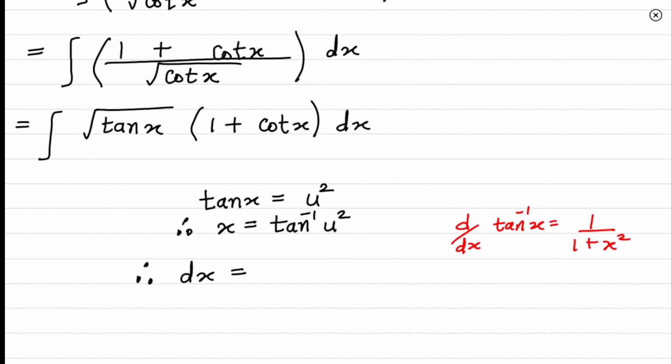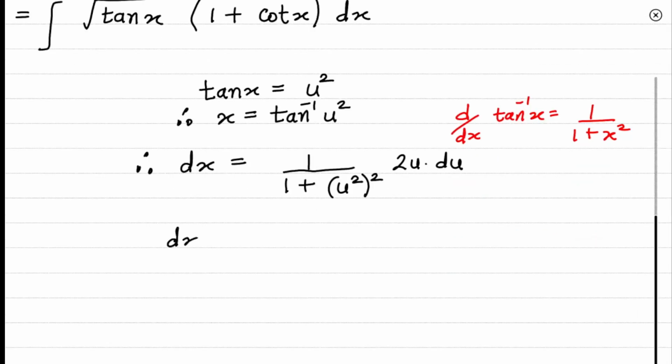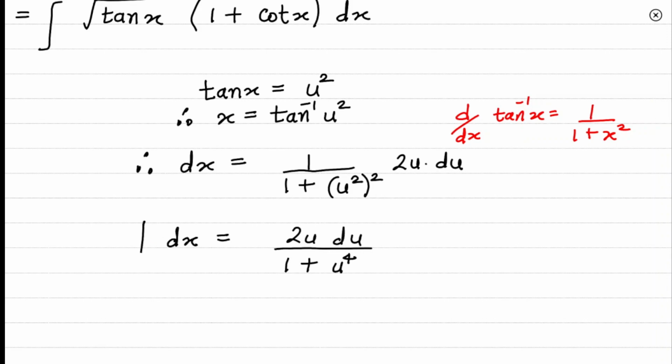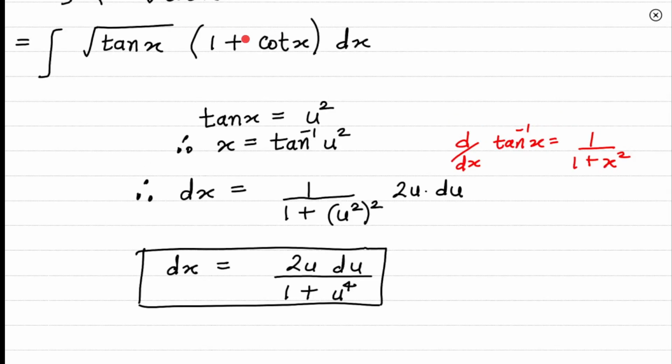So differentiation of tan inverse of u square is nothing but 1 over 1 plus u square square, and then by chain rule you'll have to also differentiate u square, which is 2u and du. I hope that made sense. So the value of dx is equal to 2u du divided by 1 plus u to the power 4, and that's the value of your dx. Now we can substitute those values here and convert this entire integral from the x world to the u world.